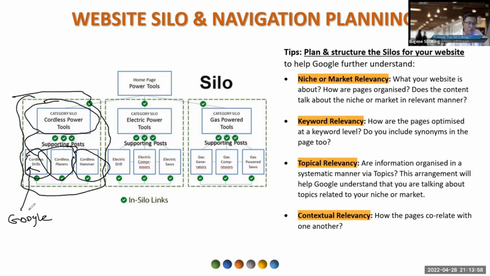So Google discovers one page first. Now Google discovers one whole section. Then Google goes up to your home page. Then Google sees that your home page has cordless power tools, electric power tools, and gas power tools.